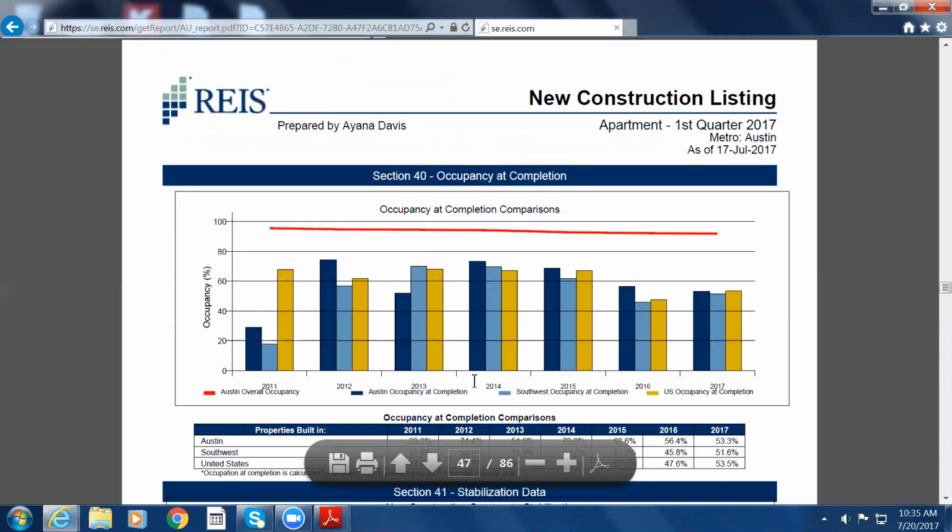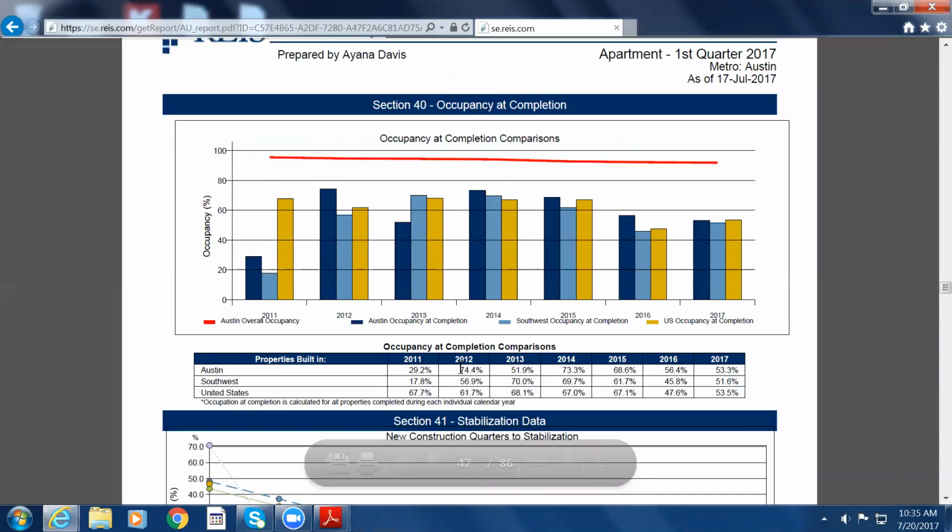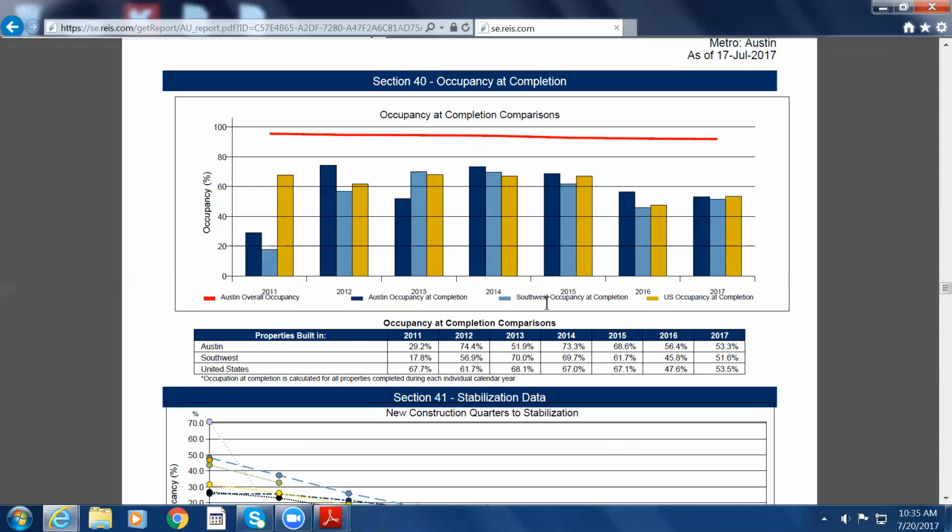Now these last 2 sections here will really go into what that particular market looks like when buildings are completed. How long are properties taking to stabilize, and where is that occupancy rate when buildings complete? It looks pretty high here, overall occupancy for Austin, and then if I were to go into it based on the metro or the region or the entire country, we can see how that compares.